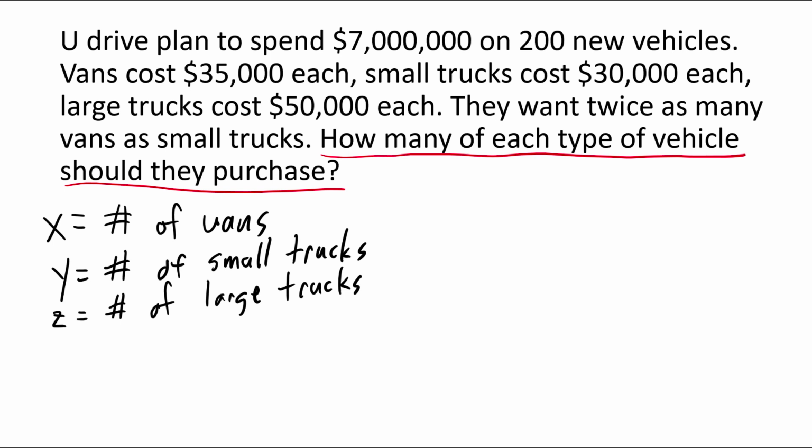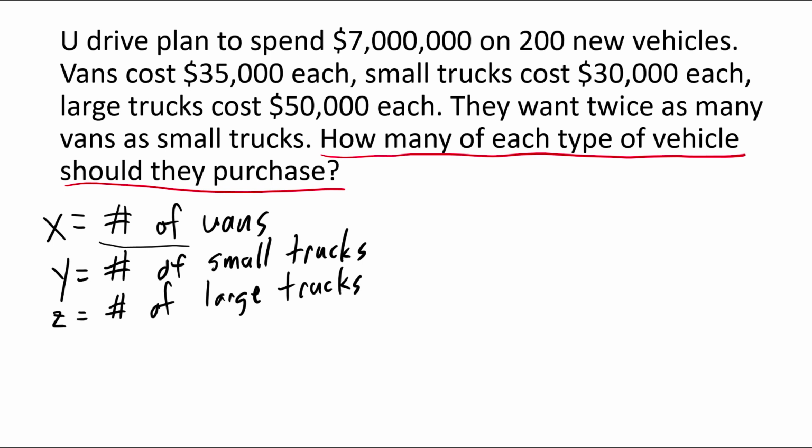And notice we were pretty specific. We included the units, number of vans. We don't want to just write something like x equals vans, because that doesn't tell us what we're solving for. Is it how many people can fit in the van? Is it how much the van weighs? Is it how much it costs? Is it its gas mileage? We need to know what we're referring to. So number of vans is our x. So that's pretty important.